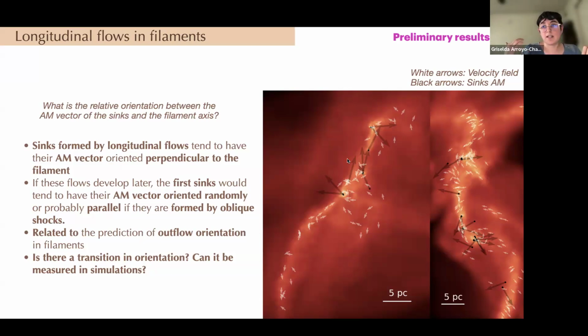What we are doing now is again motivated by some observational results. In general, as far as I know, this outflow orientation tends to be more random if you collect different filaments using different catalogs. But there are a few filaments where you can observe that most of the outflows are perpendicular, and others where most are parallel. So it's interesting to see what is happening in those specific regions.